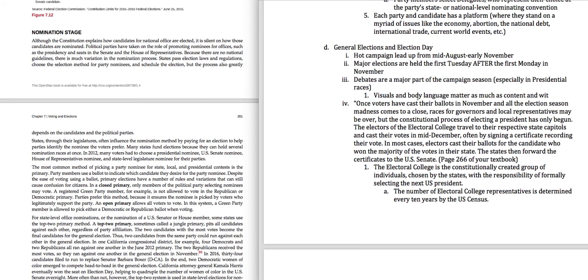We had the presidential conventions a couple months ago, where it's actually a little bit delayed because of COVID, but they sent the delegates there. They actually, a lot of them just voted virtually. So each party and candidate has a platform, where they stand on a myriad of issues like the economy, abortion, national debt, international trade, current world events, etc. This is a lot of stuff you hear about in debates.